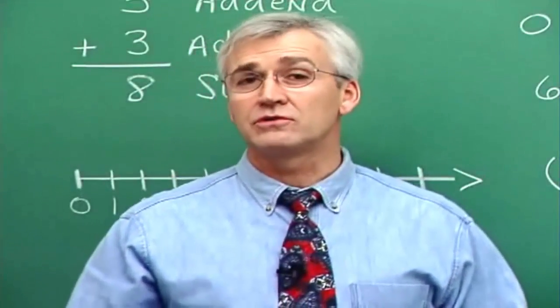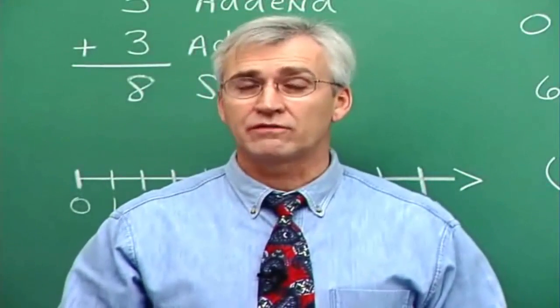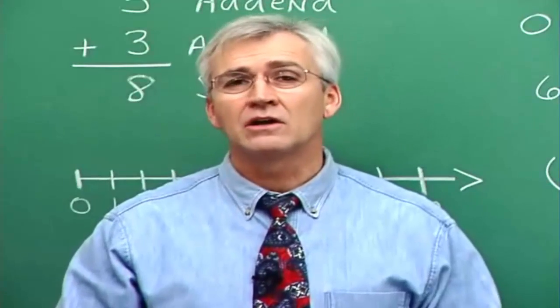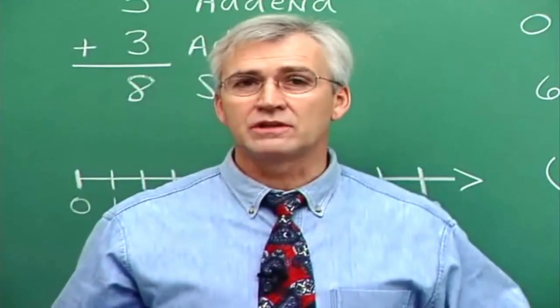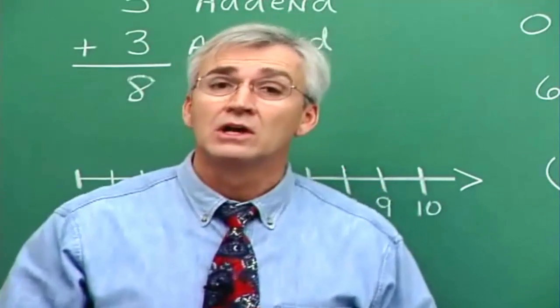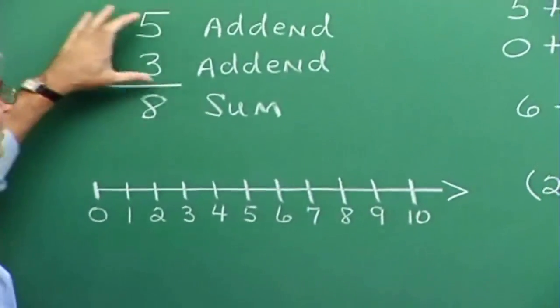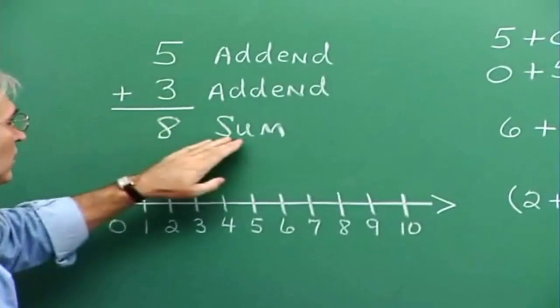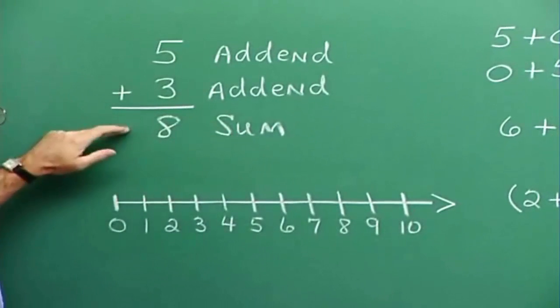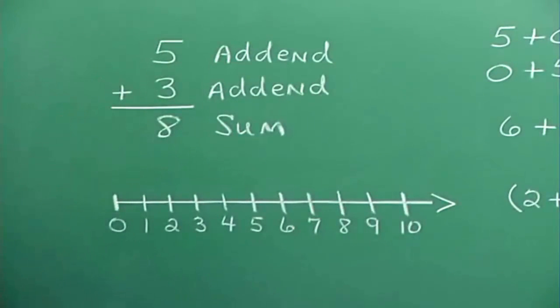When adding whole numbers, the numbers being added are referred to as addends, and the result, or the answer in the problem, is referred to as the sum. So if we're adding 5 and 3 to get 8, 5 and 3 are called addends, and 8 is called the sum. We could say then that 8 is the sum of 5 and 3.